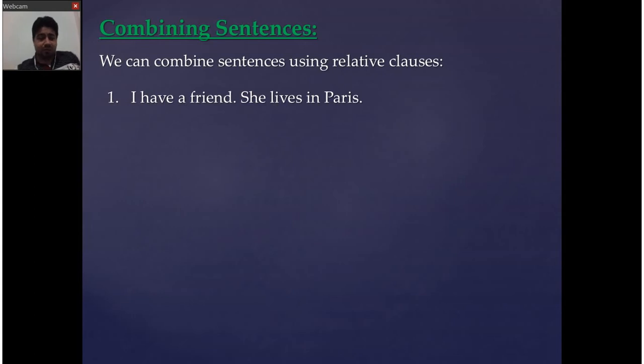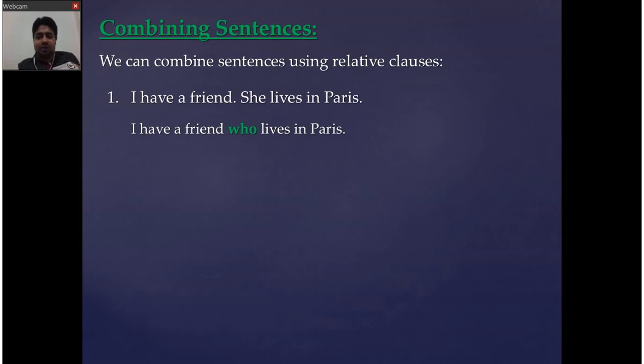Let's have an example to make it clear. I'm gonna apply the thoughts and everything to the examples. I have a friend. She lives in Paris. Now, reading this will sound awkward. It is redundant. So in order to get rid of this, you can combine the two sentences and make them as one. Like here, I have a friend who lives in Paris.